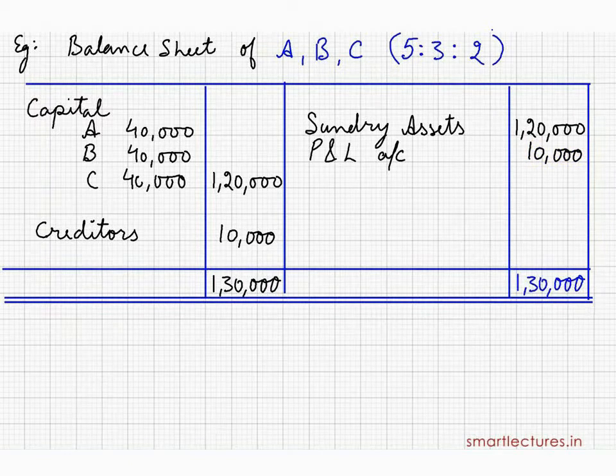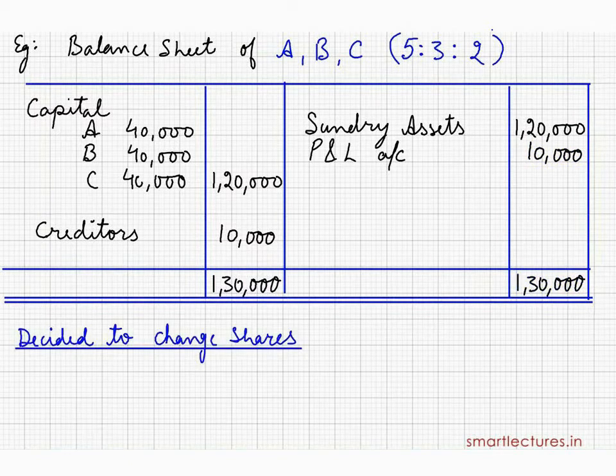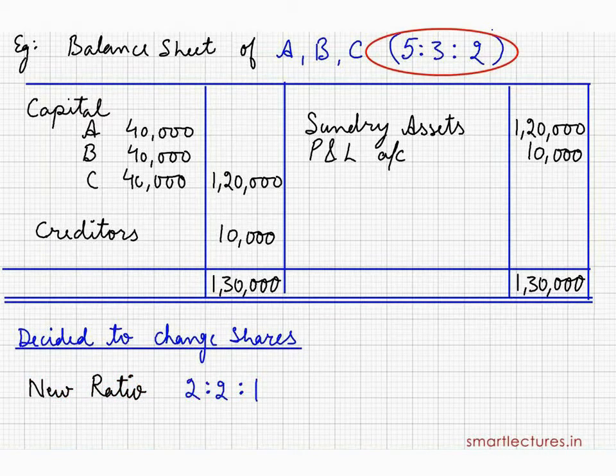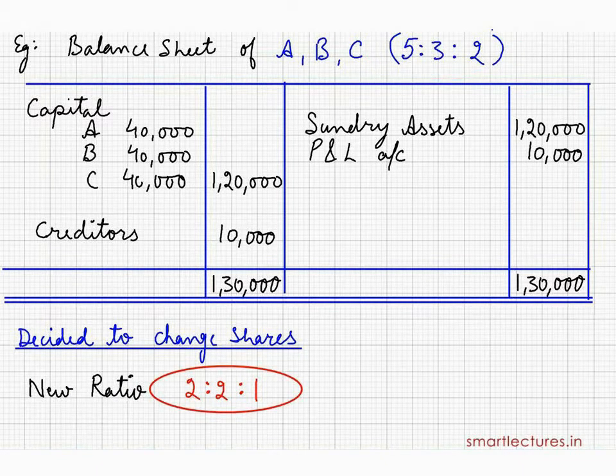And these partners decided to change their ratio to 2:2:1. I mean to say, their old ratio was 5:3:2. Now the new ratio is 2:2:1. So what will be the accounting treatment?